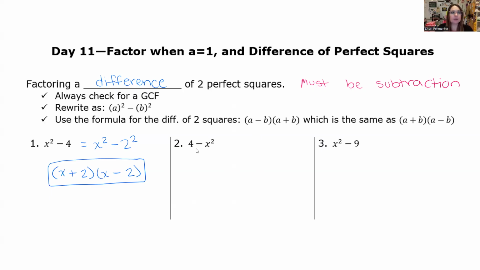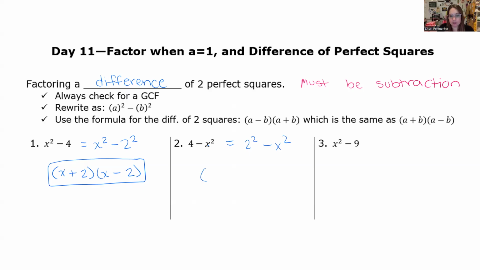Next problem. I need to write it as something squared minus something squared. Well, hey, we already know what 4 is. 4 is the same thing as 2 squared. And this is going to look very similar to this problem, but the position is different. So I still have to do this step. This is 2 squared minus x squared.